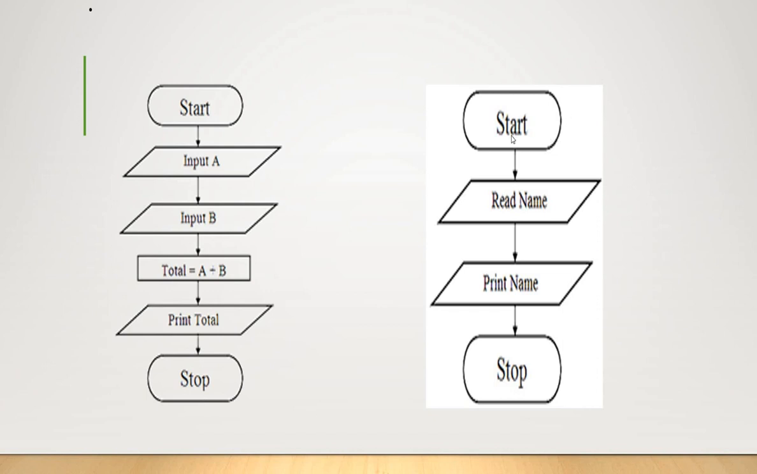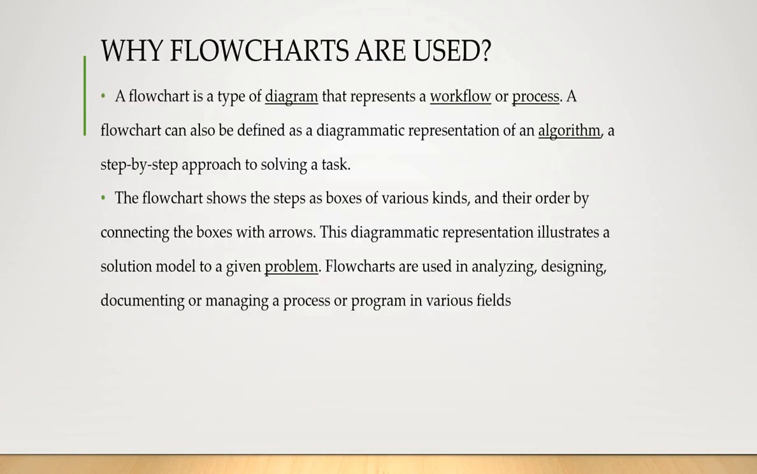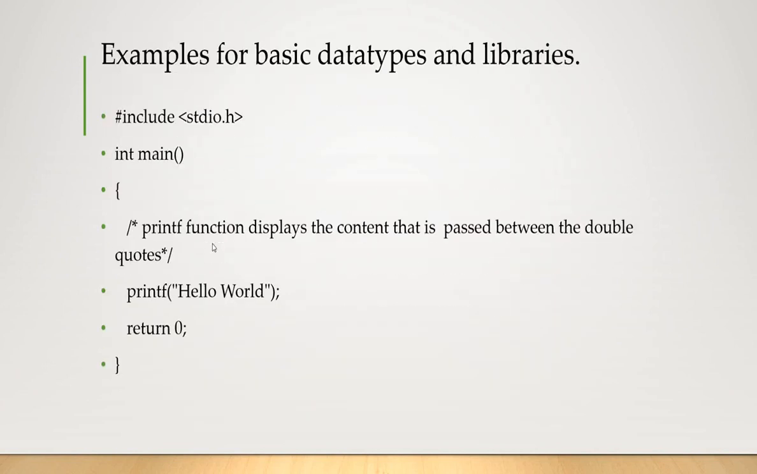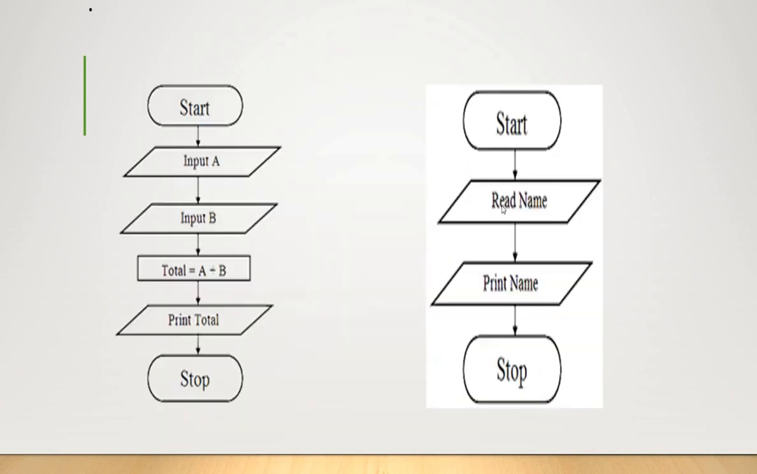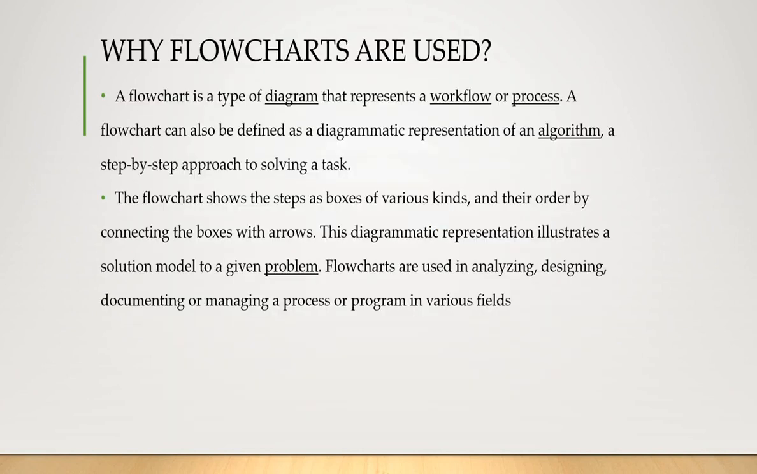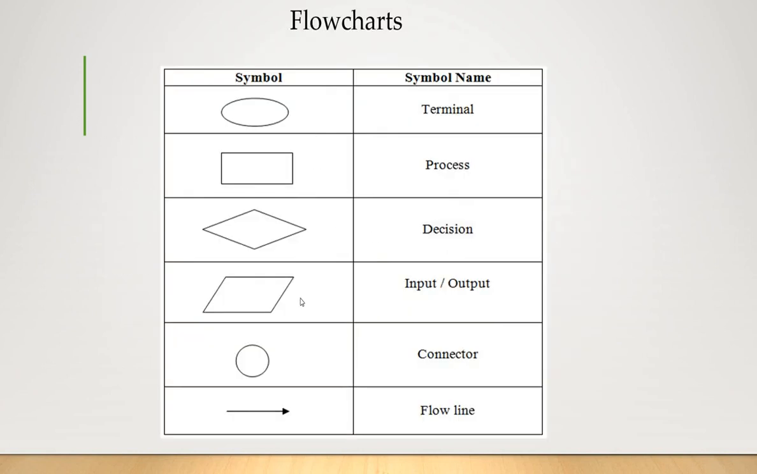Next one, we are starting with the terminal box, that is start. This flowchart depicts the first program, the hello world program. So it is reading the data hello world, and it is printing, and it is stop. So we already discussed the terminal, process and input output, and connector is nothing but it connects. If you're using a long flowchart, it is used to connect between different pages. Next one is flow line.